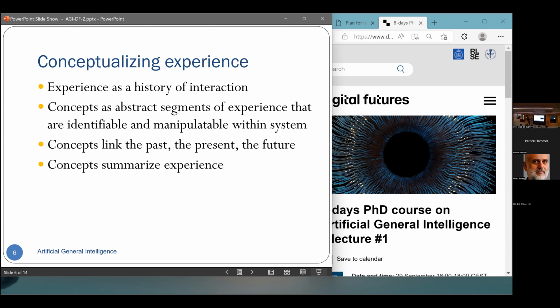A concept provides a summary or compressed form of experience because you ignore a lot of detail. Okay? Only when you're doing that can you handle it. You can handle your experience with your available knowledge resources. Otherwise, you don't have the time and space. Okay, this point is easier to understand.